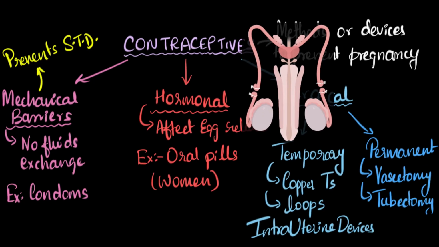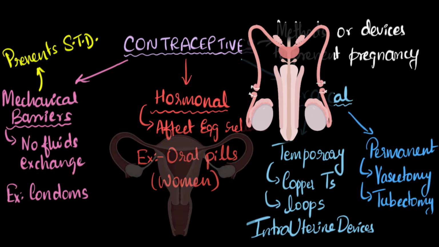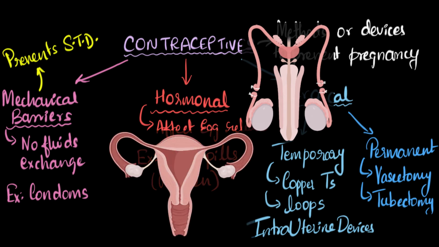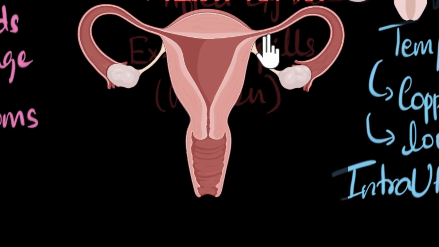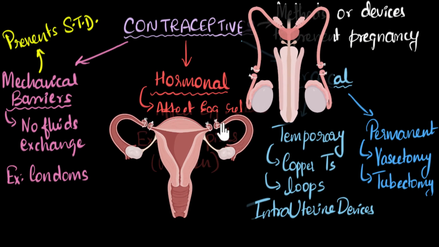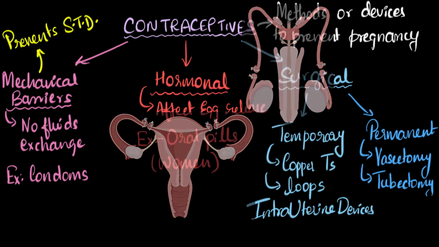Similarly, tubectomy is quite similar. In tubectomy, we make a cut in the fallopian tube and put a knot over there. This will ensure that the released egg will never be able to reach the uterus, and it will never be able to implant itself and grow over there. So since we are cutting the fallopian tube, we call this tubectomy.